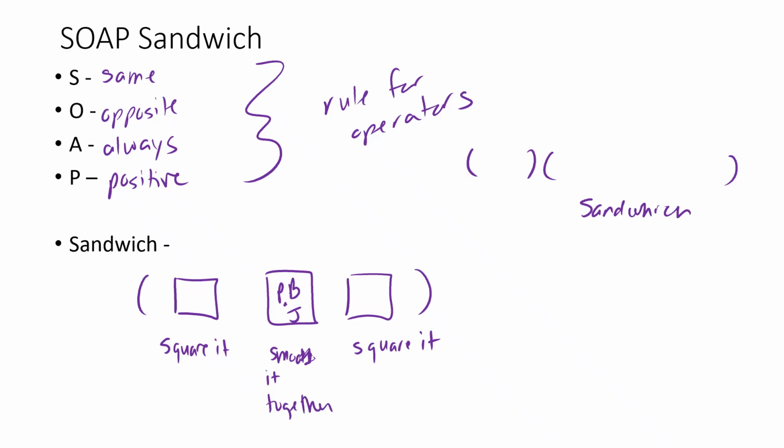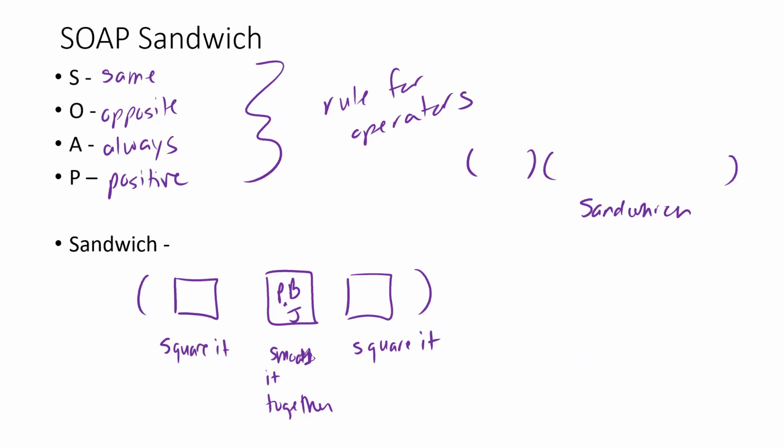And so I know I don't have my camera turned on, but trust me, I'm moving my arms around. One of my colleagues, when she teaches this, says "SOAP sandwich," and then she holds up her hands as though she's got a slice of bread in each hand, with the PB on one and the J on the other, and she goes "square it," and then claps her hands, smushing them together. Square it, smush it together.